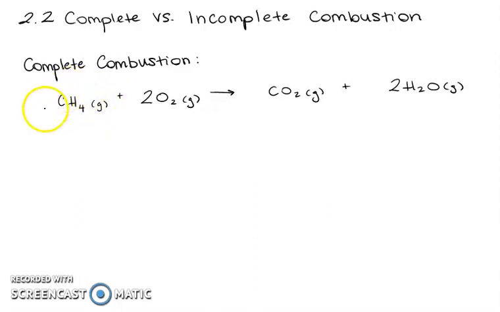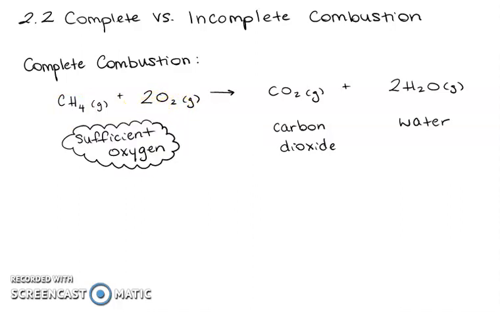We have some kind of hydrocarbon, like this methane gas here, being combined with oxygen gas, being burned to produce carbon dioxide gas and water vapor. So in complete combustion, our products are always carbon dioxide and water. This is because in complete combustion, the hydrocarbon fuel source is burned with enough oxygen to create these products. So the key for complete combustion is that it's done with sufficient or enough oxygen.